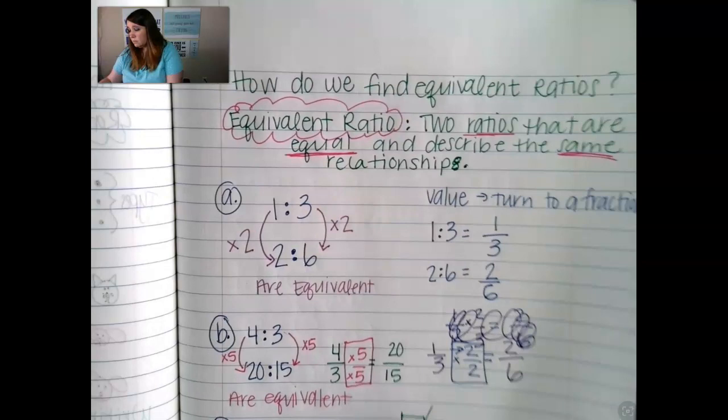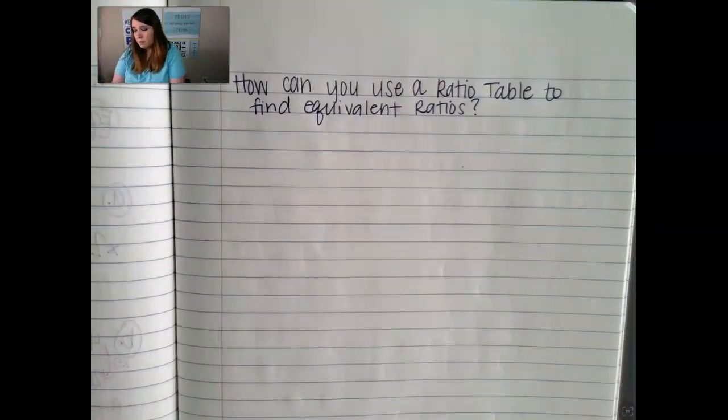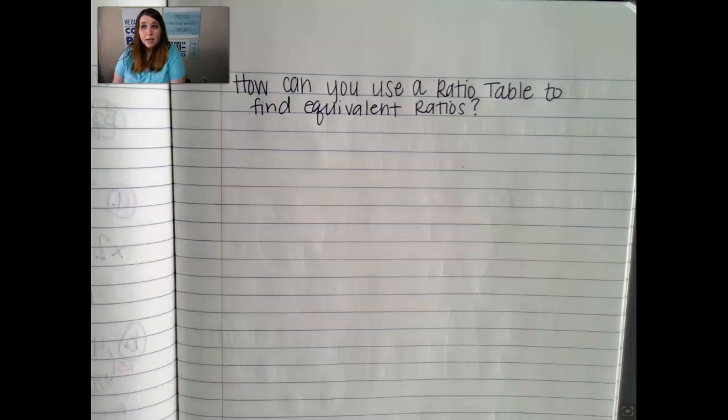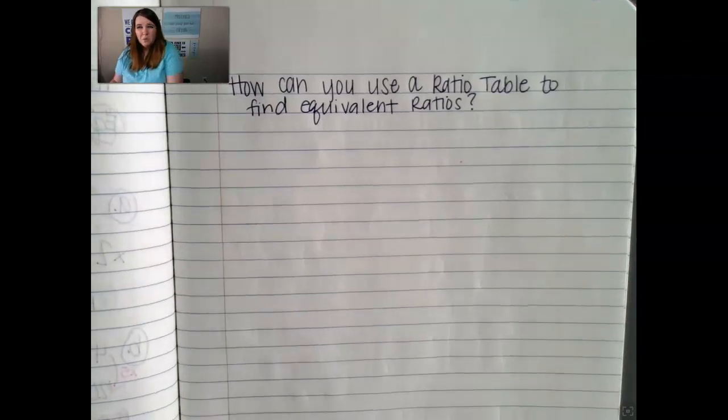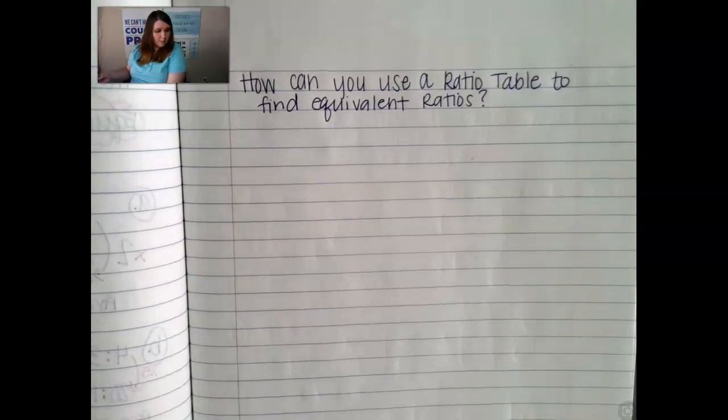Today what we're going to be doing is seeing how we can use a ratio table to find equivalent ratios. So we're still looking at equivalence, equal. So two equal ratios. But today we're going to be using a ratio table. Well, what is a ratio table? Well, let's talk about that.